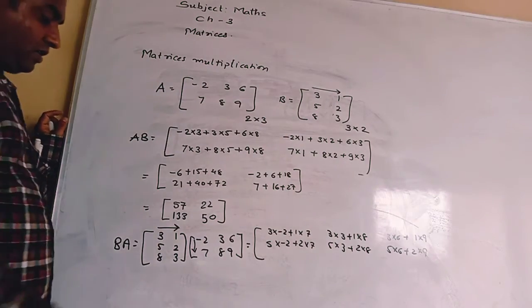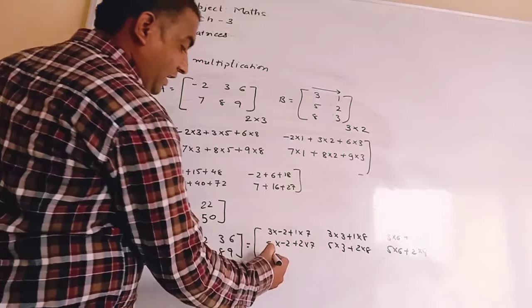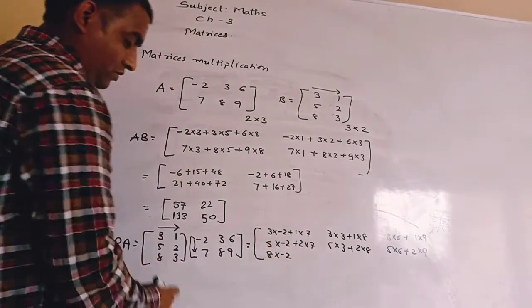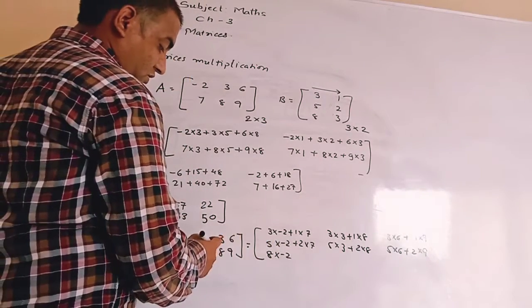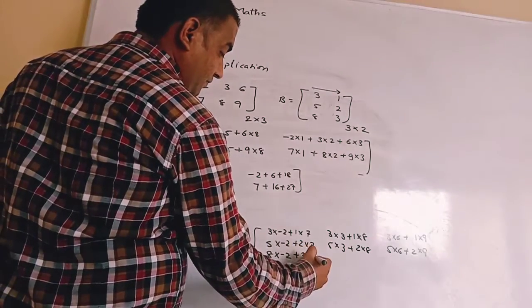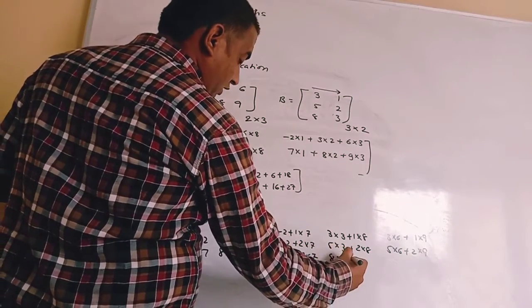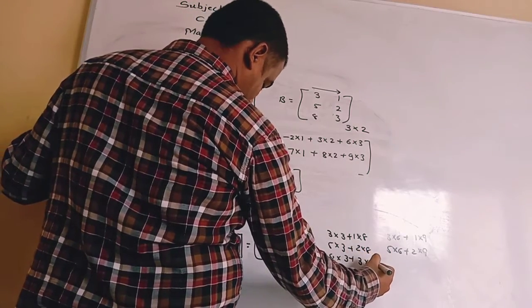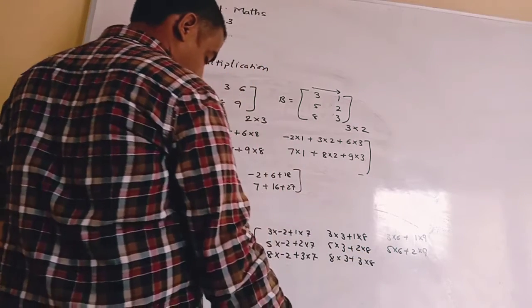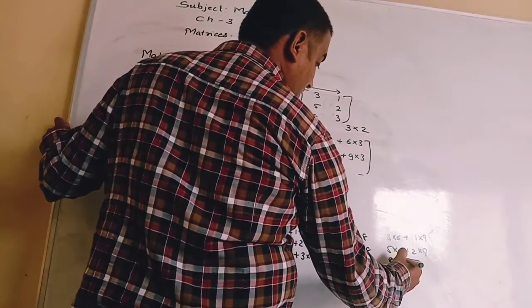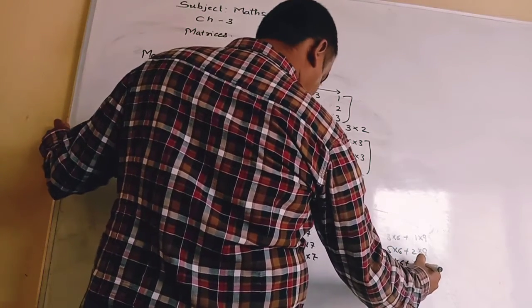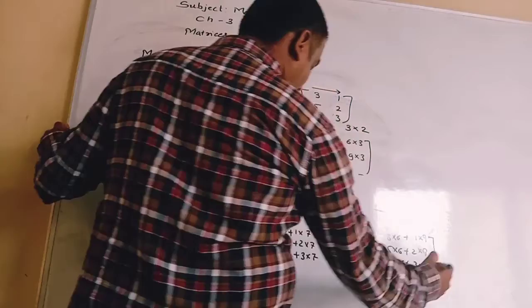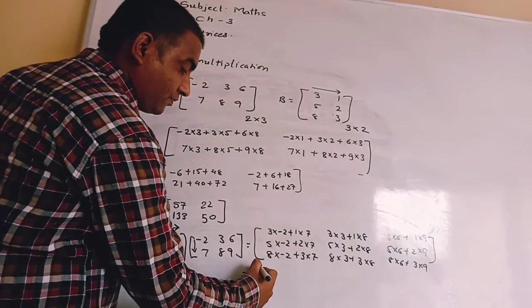Now in the same way, for the third row we multiply: 8 into -2 plus 3 into 7, 8 into 3 plus 3 into 8, and 8 into 6 plus 3 into 9. Now we simplify them.